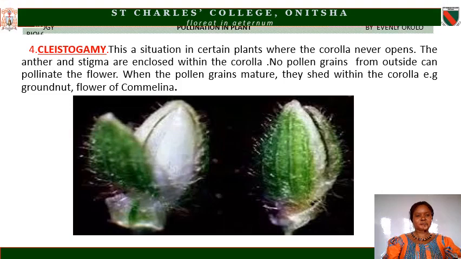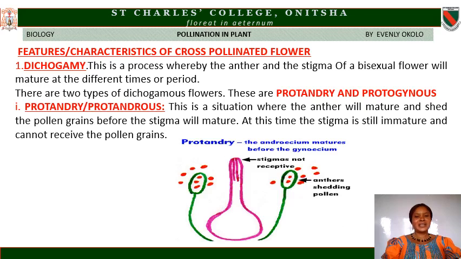Let's look at the features or characteristics of cross-pollinated flower. Number 1 is dichogamy. This is a process whereby the anther and the stigma of a bisexual flower will mature at different times of period. There are two types of dichogamous flower. These are protandry and protogyny.